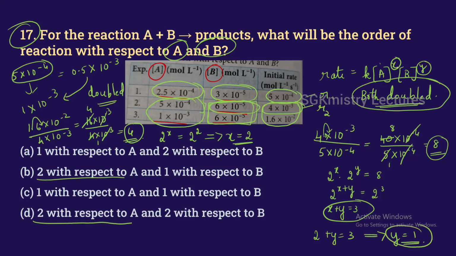That means with respect to B, the order is 1. So, 1 with respect to B. Here we have 2 with respect to B. So, all these options are wrong. So, option B is the right answer.